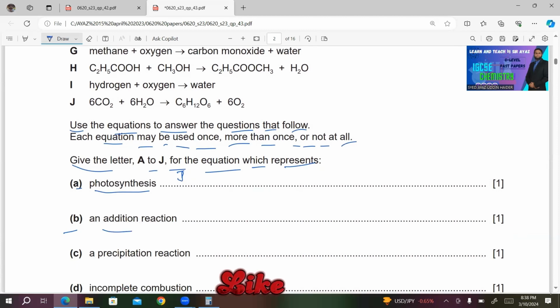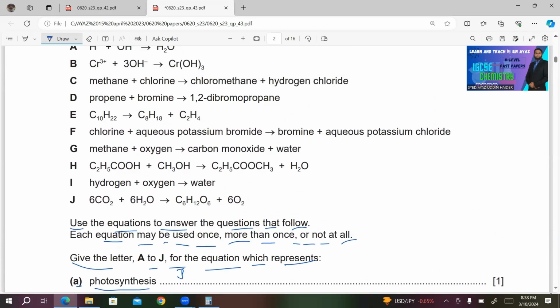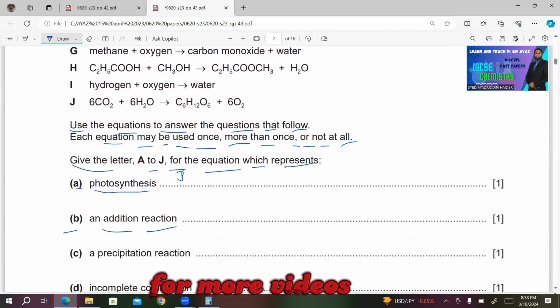B, an addition reaction. If you look at all these reactions, one of the reaction involves the addition reaction. And addition reaction is common in alkenes. So we have alkene here in D, propene, propene plus bromine, and we are getting only one product after the addition of bromine to propene, that is 1,2-dibromopropane. So D will be the right answer for B.